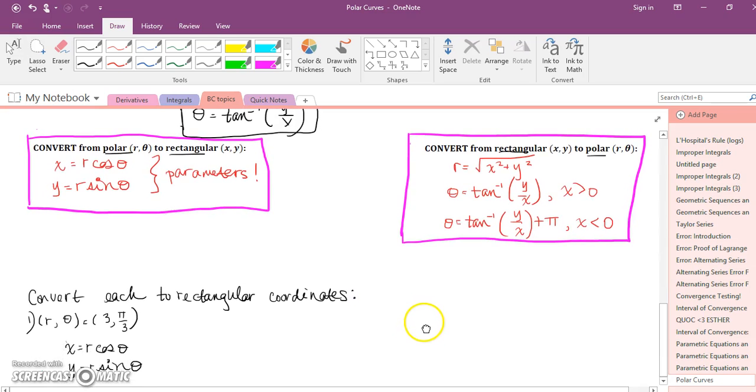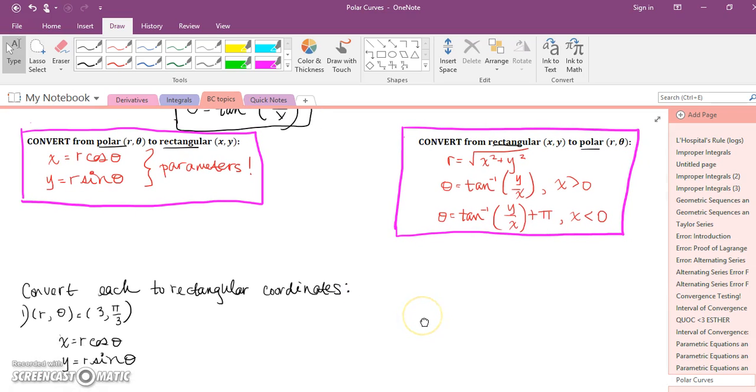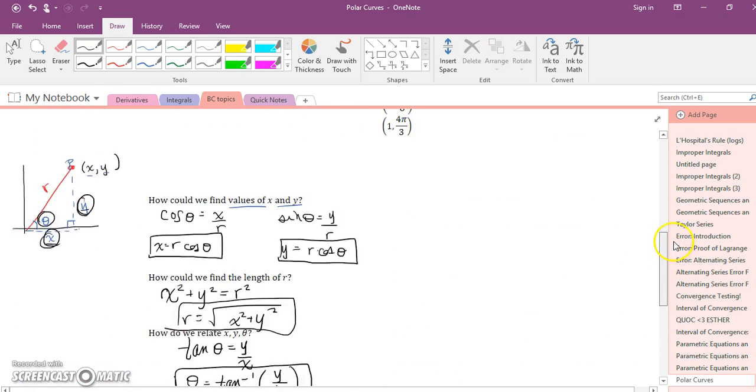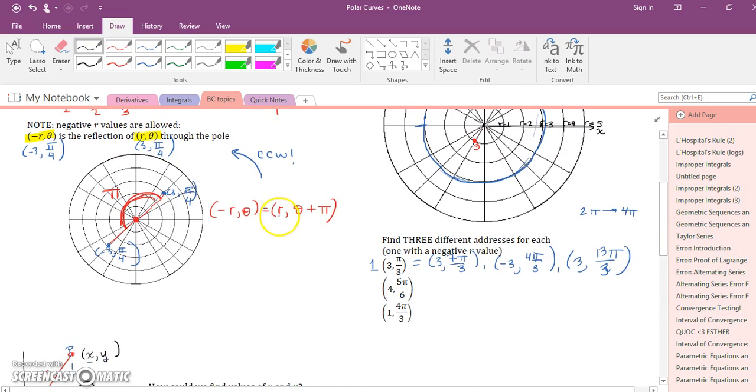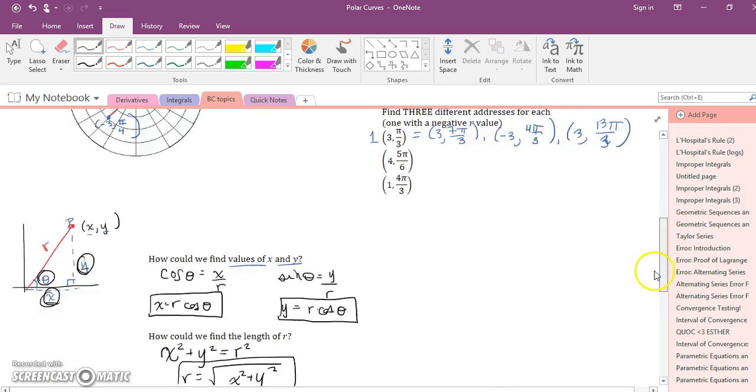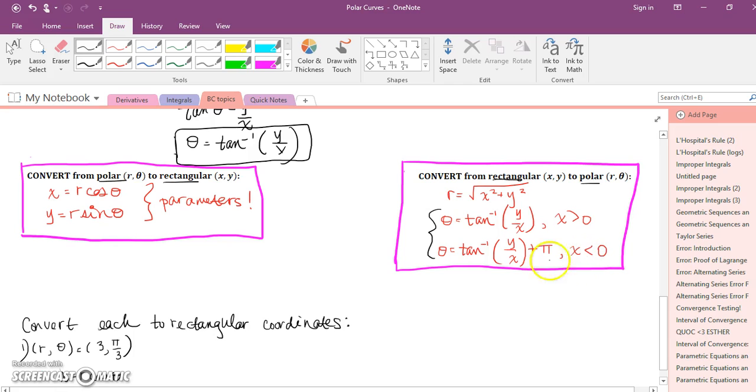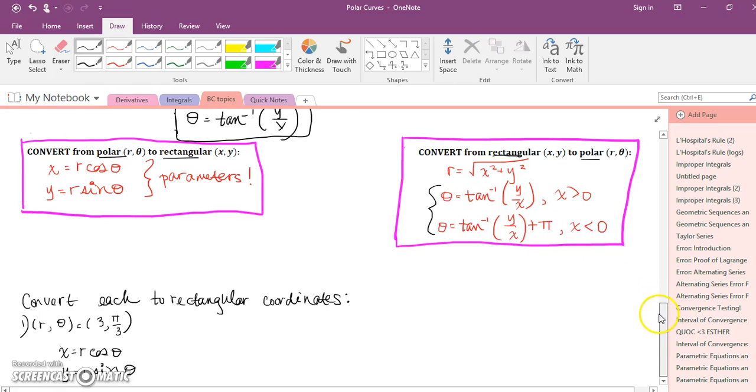So let's go from polar to rectangular. These are a little bit easier than the other way because when you go this way, you don't have to think about this situation here. This is similar to what we were talking about, how you can have a negative r value, but you would have to add pi to your angle. So if you have a negative x value, you have to add pi to your angle.